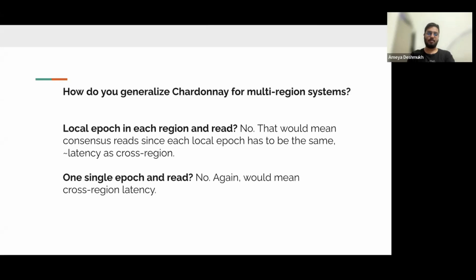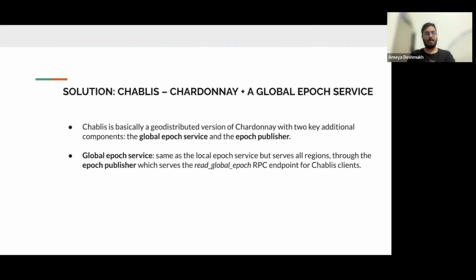So it'd be the same as the cross-region latencies that you encounter in something like Spanner, not Spanner, but other databases which use cross-region, which have generality and sacrifice speed. The other option is you have one single epoch and you read it. Again, that would mean that for transactions not within the region where the epoch is located, you'd have to do cross-region writes, which leads to cross-region latencies.